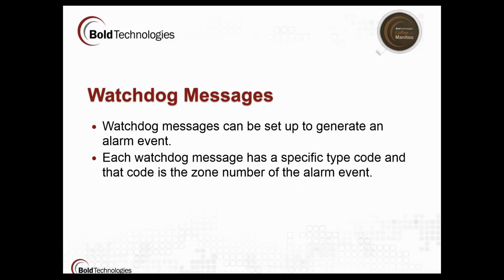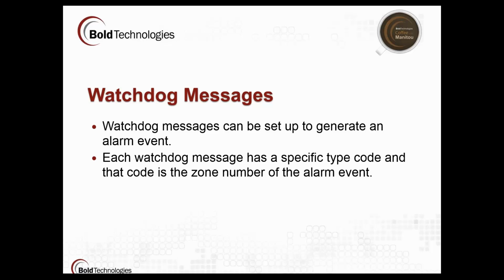Okay, here's some information we want to give you on that as well that we'll get more into. So each watchdog message, this is another one here that's very important. Each watchdog message has a specific type code, and that code is the zone number of the alarm event. So if you've looked at the watchdog messages before, each of them start with like a 10,000 number, that type code.